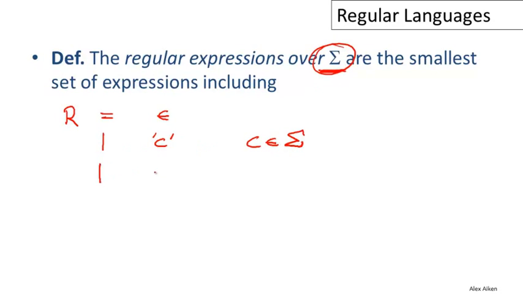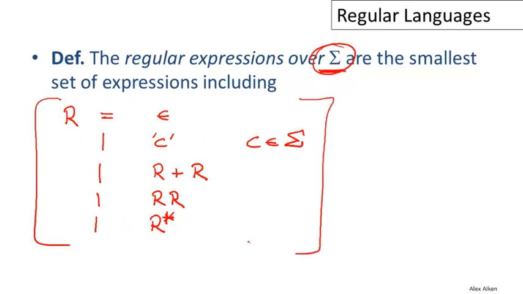And then we have the compound expressions. So another possibility is that a regular expression is the union of two regular expressions. Another one is that it's the concatenation of two regular expressions. And the last one is that it could be the iteration of a regular expression. So these 5 cases are the set of regular expressions over a given alphabet.